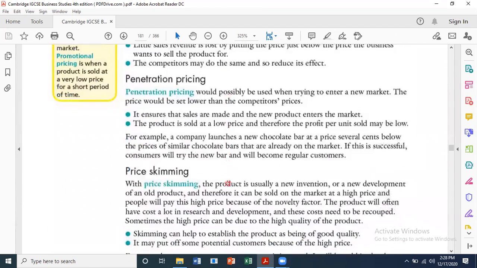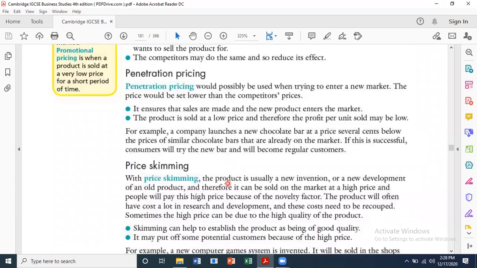Penetration pricing. Penetration means to enter into a new industry, especially at the introduction phase of the product life cycle. So this is really feasible. Penetration pricing would possibly be used when trying to enter a new market. The price would be set lower than the competitors' prices. It ensures that sales are made and the new product enters the market.